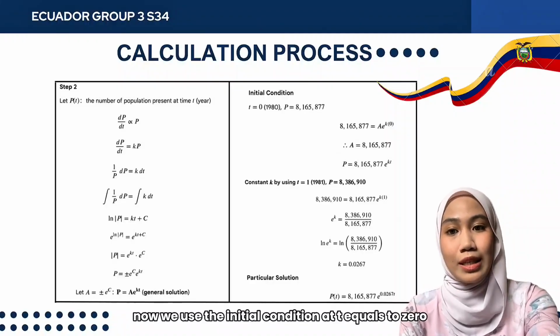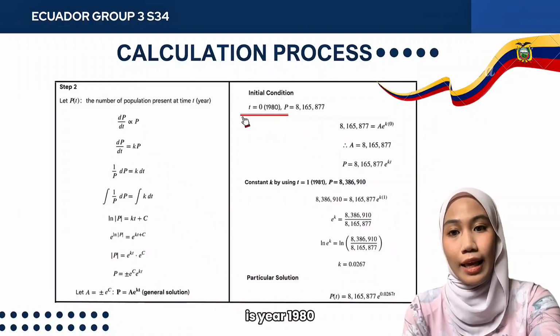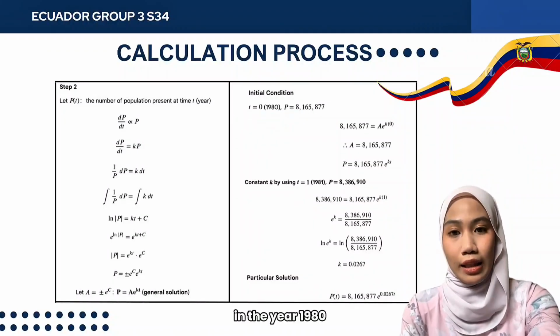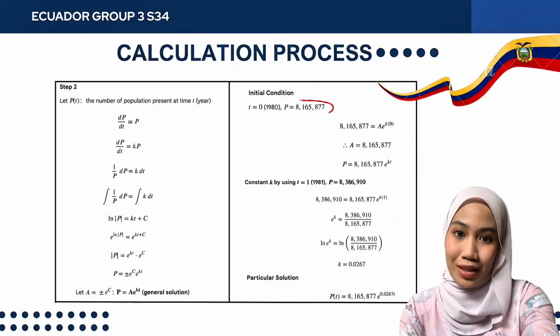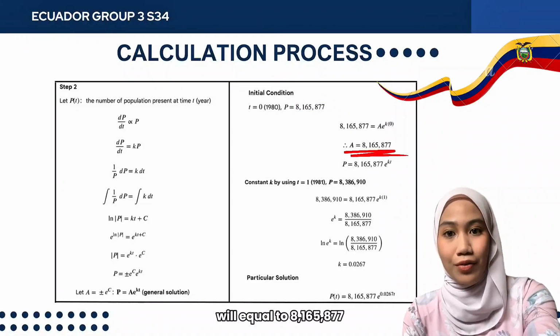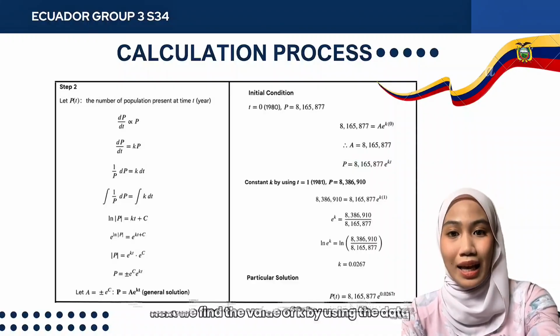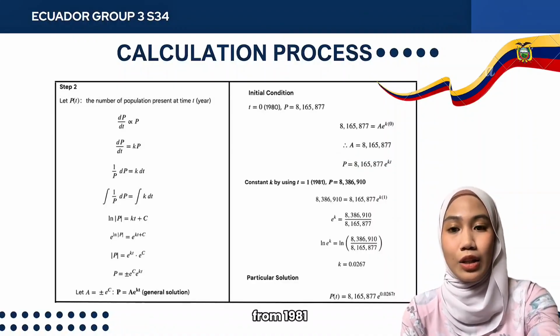Now, we use the initial condition at t = 0, which is the year 1980. In the year 1980, the population is 8,165,877. So, our A will equal 8,165,877. Next, we find the value of k by using the data from 1981.